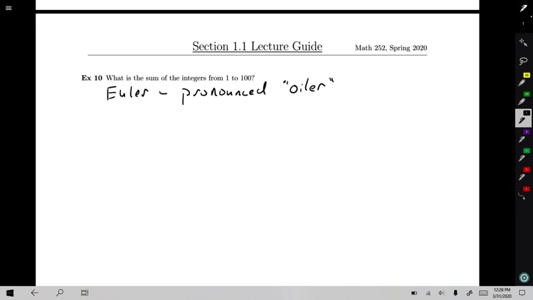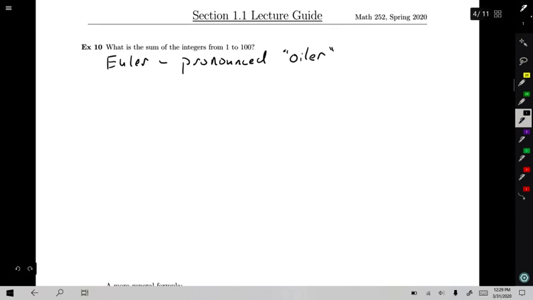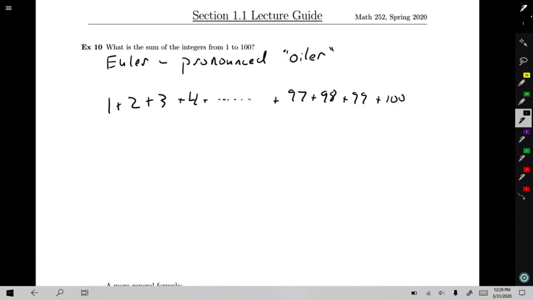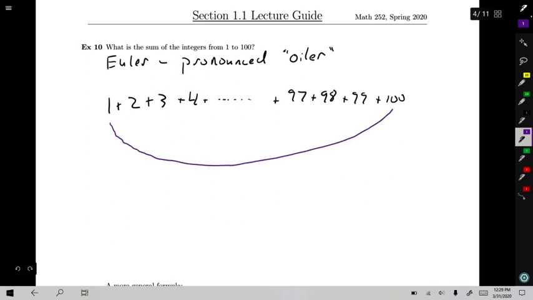But Euler, who grew up to be one of the best mathematicians in history, had a cleverer idea when solving this problem. So Euler said, well, if we're thinking about this sum that we have here, 1 plus 2 plus 3 plus 4 plus so on, all the way up to 97 plus 98 plus 99 plus 100, instead of starting by adding up 1 and 2 and then adding that to 3 and 4 and so on, let's actually draw the connection here, and let's start by adding up 1 and 100.